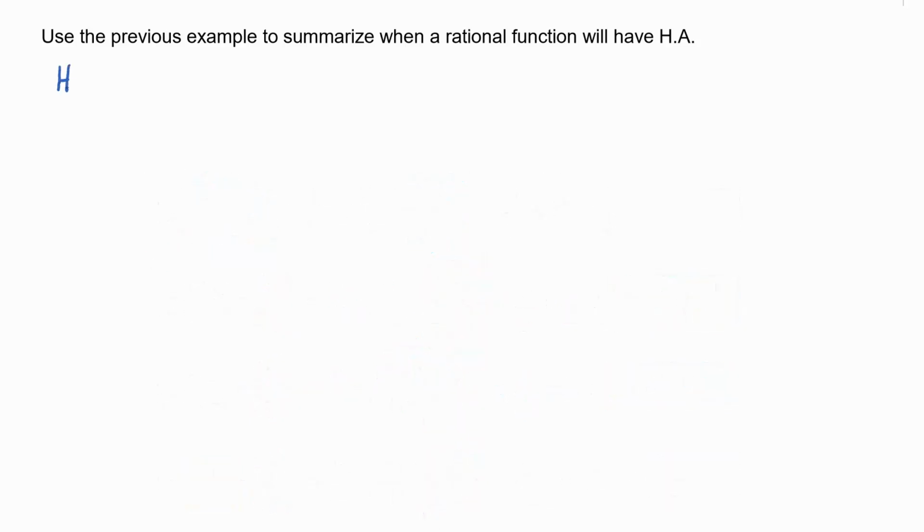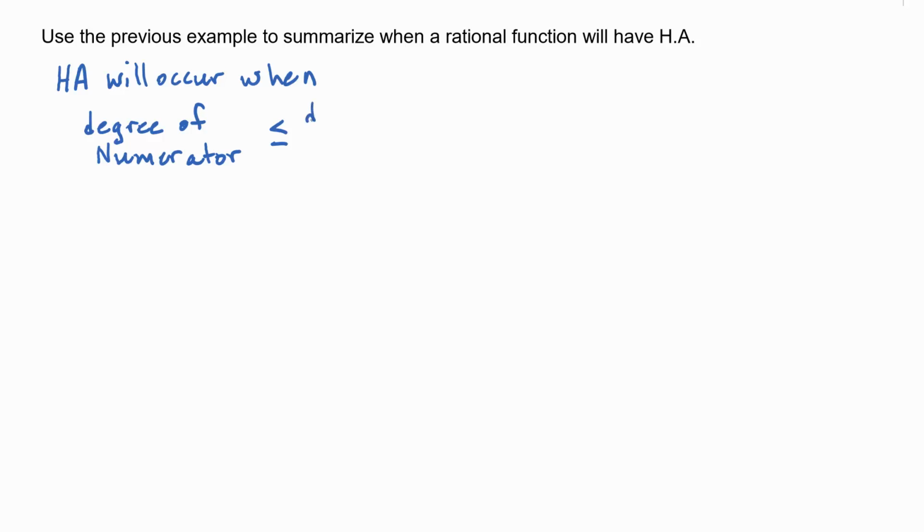So horizontal asymptotes will occur when the degree of the numerator is less than or equal to the degree of the denominator.